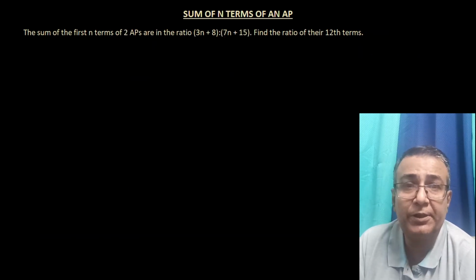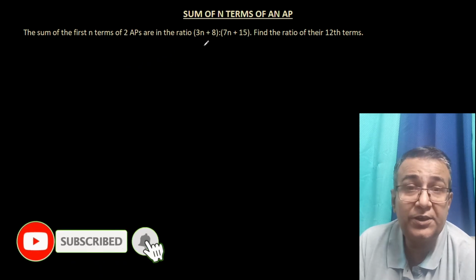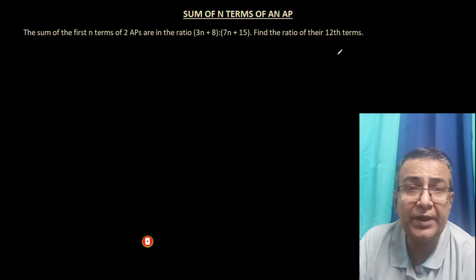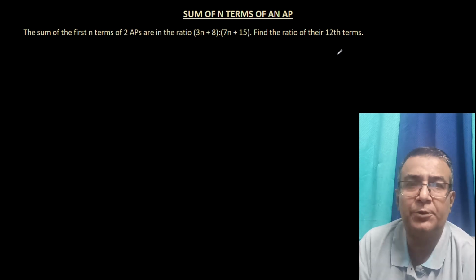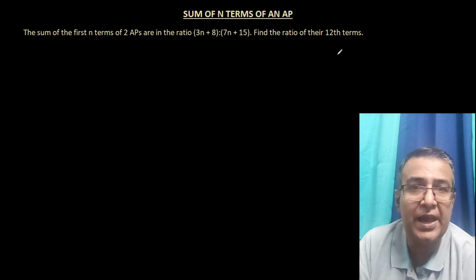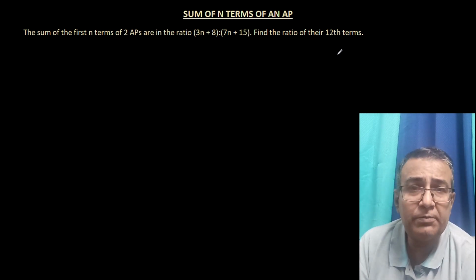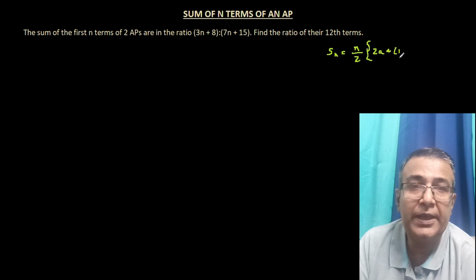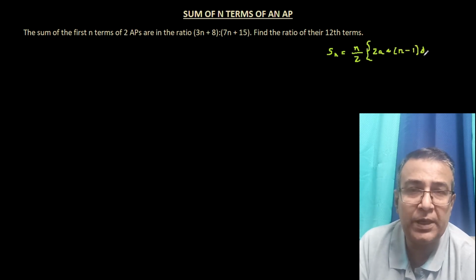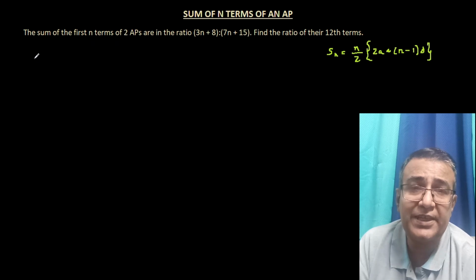And the next question given to us is that the sum of n terms of two APs are in the ratio 3n plus 8 is to 7n plus 15, and we have to find the ratio of their 12th terms. So again, pause the video, solve the question, put your answers in the comment section, and here we go. Now since we are talking about the sum of n terms again, let's start by writing the formula. S of n would then be equal to n over 2 times 2a plus n minus 1 times d. Now in the question it has been given to us that there are two different APs.